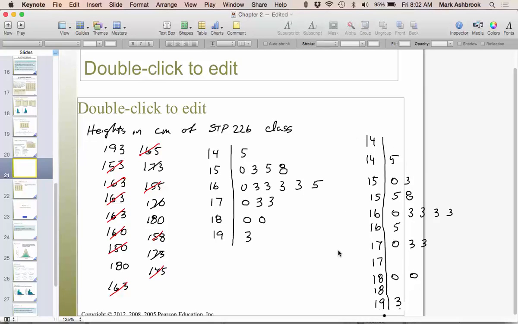So this is a different way to do this, and it would be more appropriate if there were lots and lots of leaves on each one of these. It would make sense to do this. So this is okay, but not really necessary.